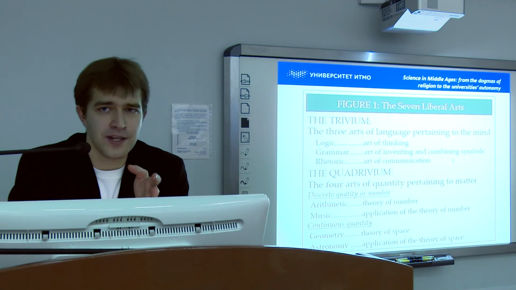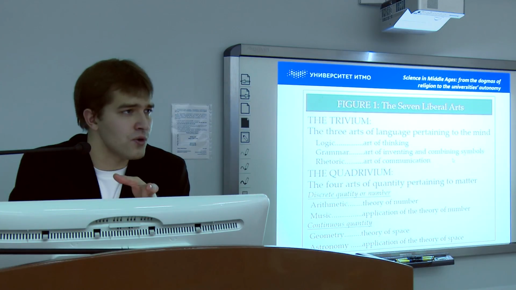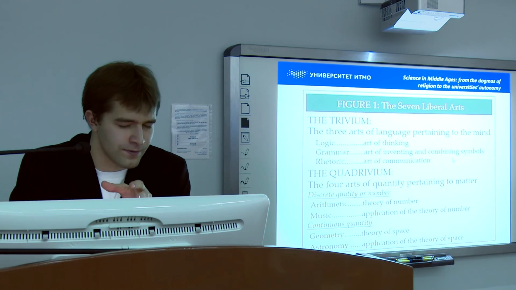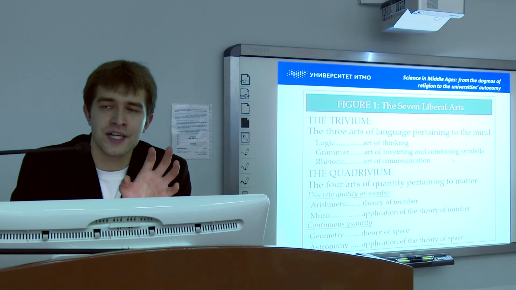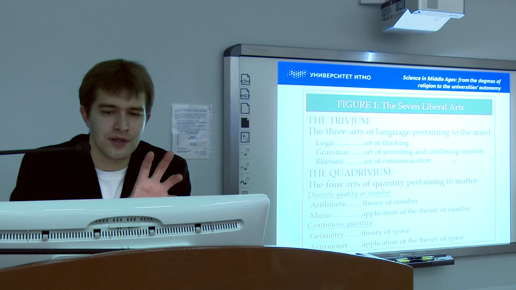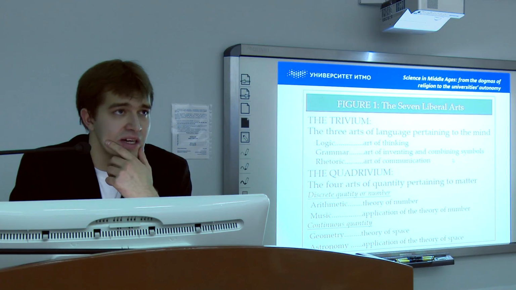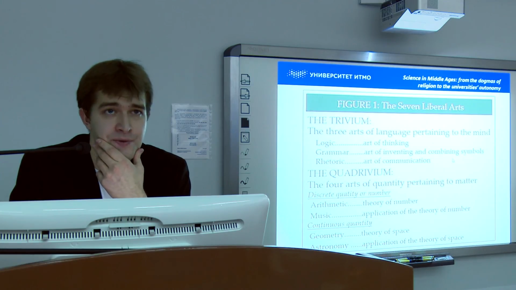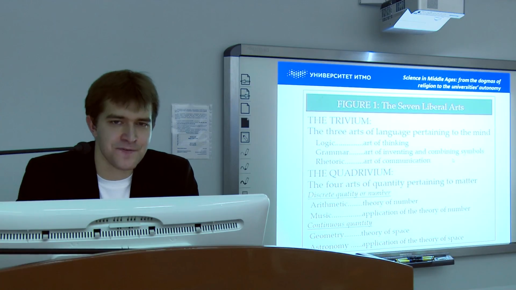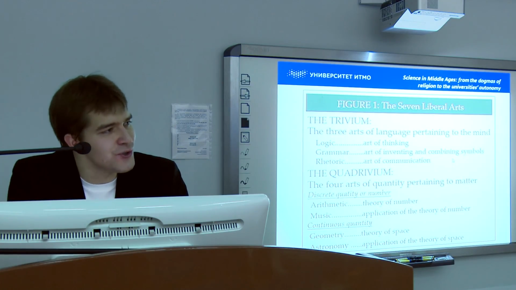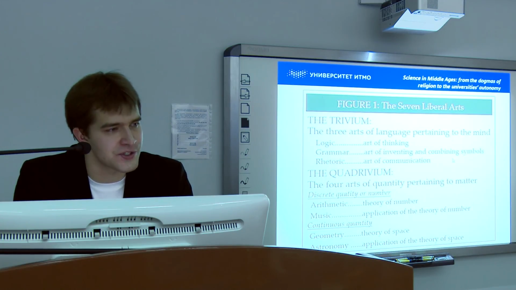So the first universities, of course, had different faculties. For example, we know that there are the faculty of theology, faculty of laws, faculty of medicine, and so forth. But one of the interesting achievements of this universal university system was the creation of the so-called faculty of liberal arts or free arts. So here we have the same division into two great levels, so the trivium and the quadrivium.